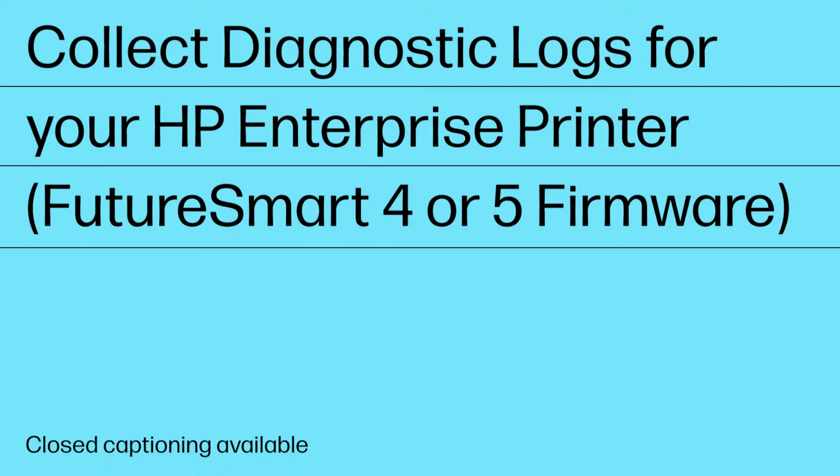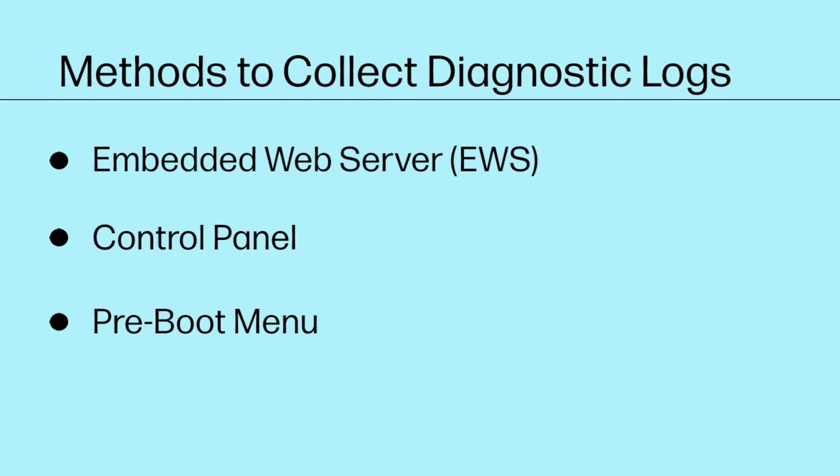Collect diagnostic logs for your HP Enterprise printer, FutureSmart 4 or 5 firmware. Use one of the methods shown in this video to collect diagnostic logs using the Printer Embedded Web Server, or EWS, the control panel, or the printer pre-boot menu. If the printer is in a ready state, you can use the control panel or EWS. If it is in an error state, you will need to use the pre-boot menu.